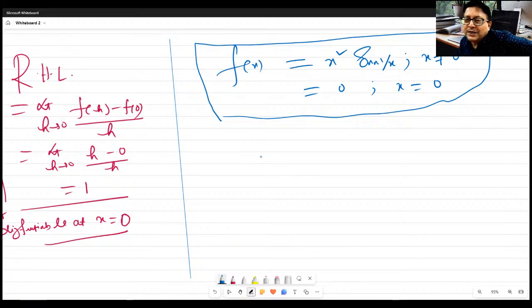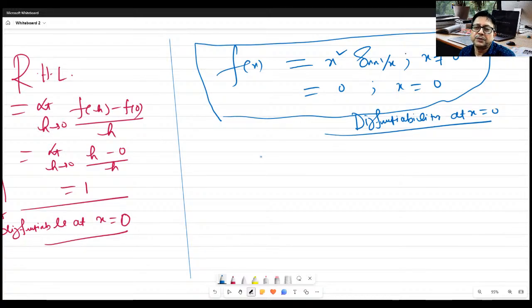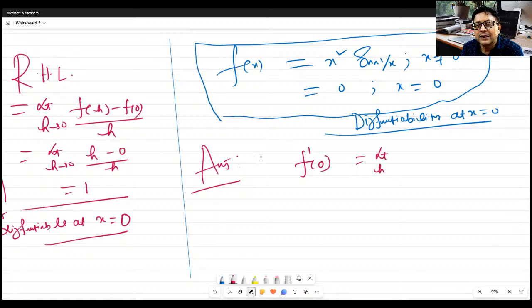For this function f(x) equal to x square sine 1 by x, for x not equal to 0, equal to 0 for x equal to 0, you are going to check differentiability at x equal to 0. So again you write the same thing. This thing will not change. f dash 0 is, I have explained in the previous sum, f(h) minus f(0) by h.